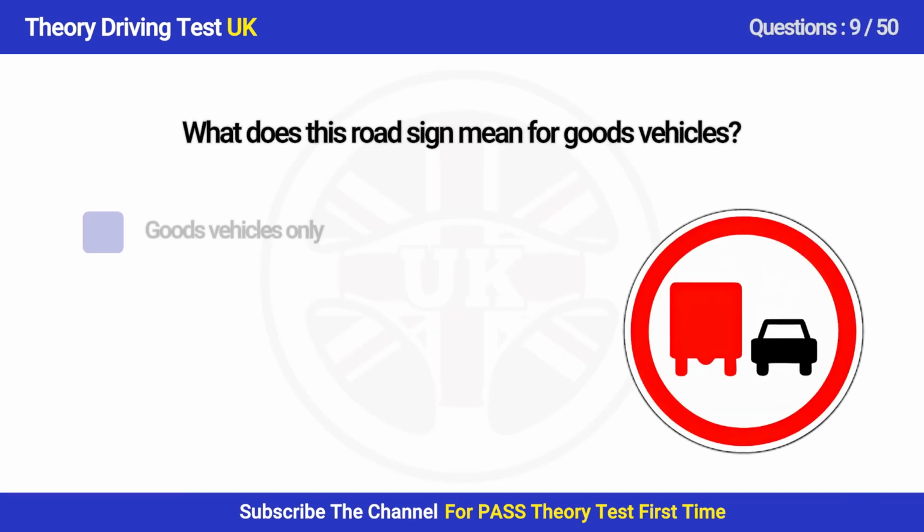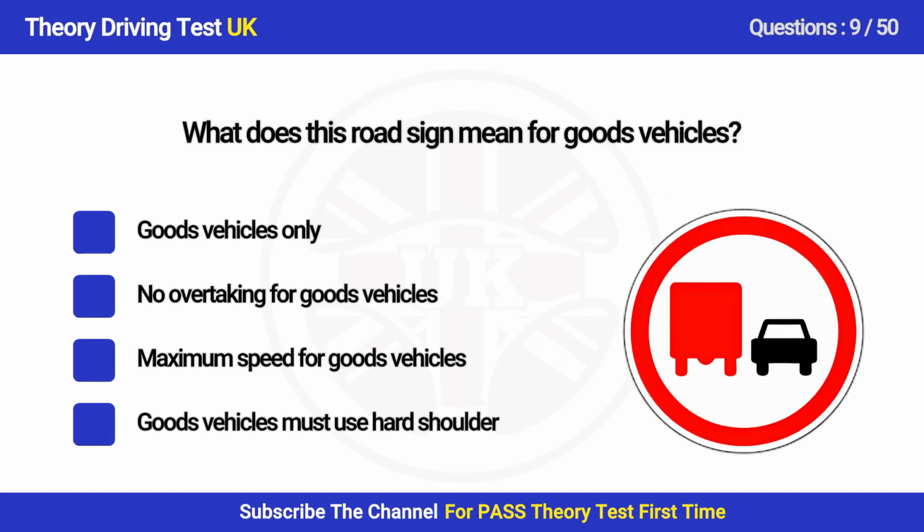Question 9. What does this road sign mean for goods vehicles? A. Goods vehicles only. B. No overtaking for goods vehicles. C. Maximum speed for goods vehicles. D. Goods vehicles must use hard shoulder.